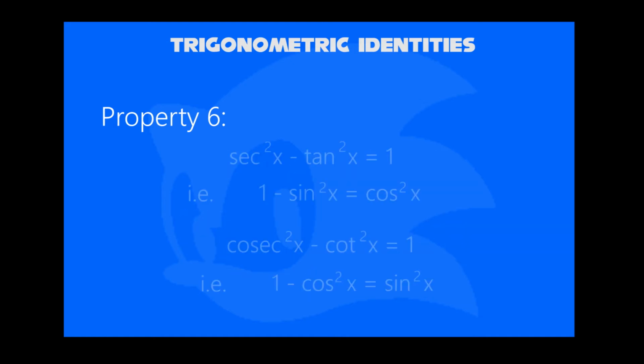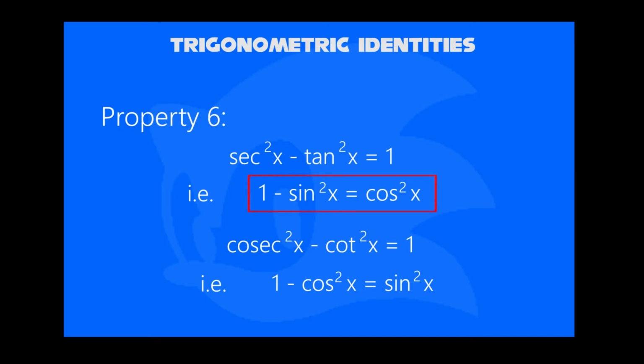Similarly, let's take the other trigonometric values. Square of secant x minus square of tan x is equal to 1. Where tan x is equal to sine x divided by cosine x, and secant x is equal to 1 divided by cosine x. This means 1 minus square sine x equals square of cosine x, which is the same as square of sine x plus square of cosine x equal to 1.